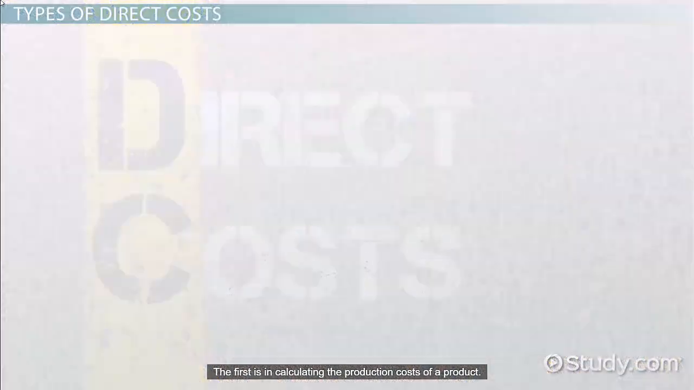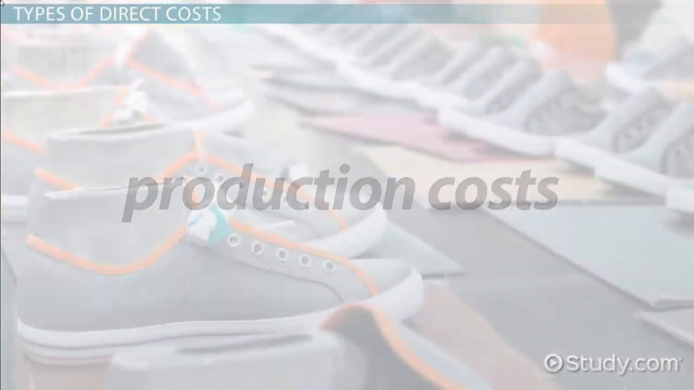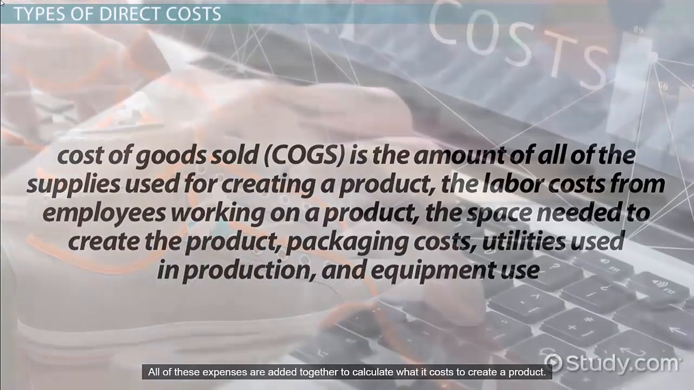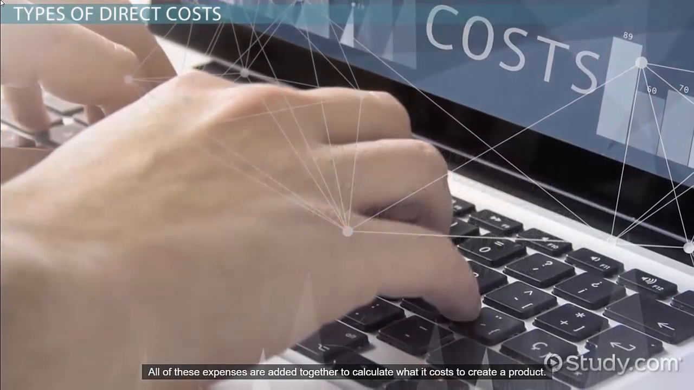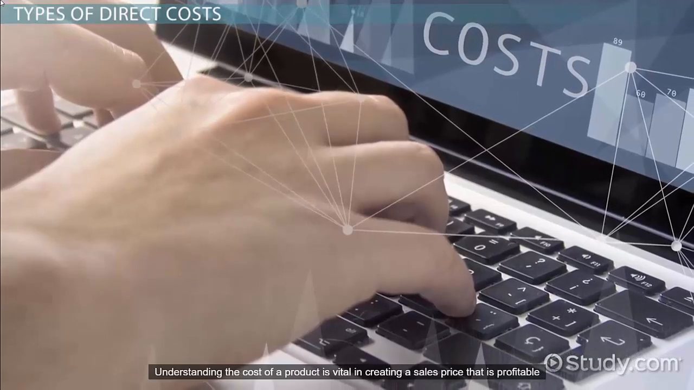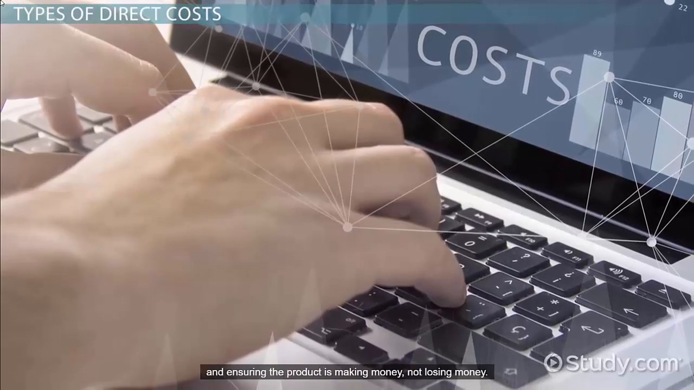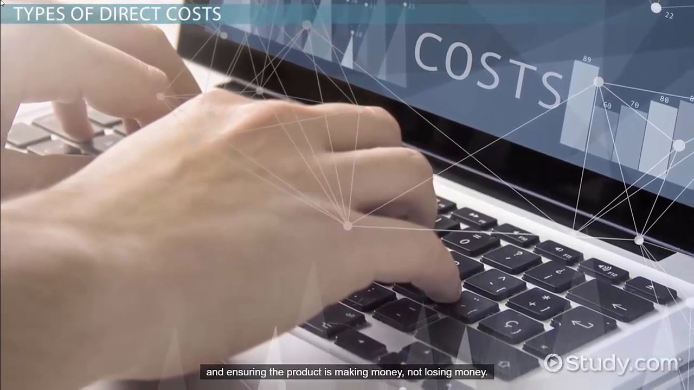The first is in calculating the production costs of a product. The cost of goods sold, or COGS, is the amount of all of the supplies used for creating a product, the labor costs from employees working on a product, the space needed to create the product, packaging costs, utilities used in production, and equipment use. All of these expenses are added together to calculate what it costs to create a product. Understanding the cost of a product is vital in creating a sales price that is profitable and ensuring the product is making money, not losing money.